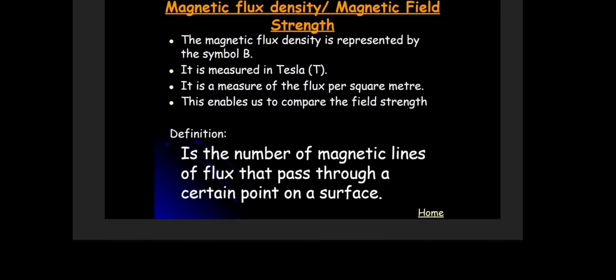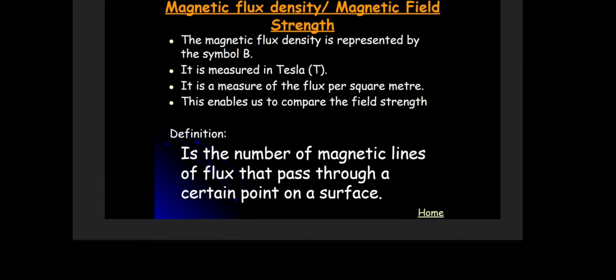And it's the measure of the flux per square meter. This enables us to compare the field strength of the magnets. So the definition that you can use is the number of magnetic field lines of flux that pass through a certain point on a surface. The flux density is basically the amount of flux in a specific area. Everybody understand so far?